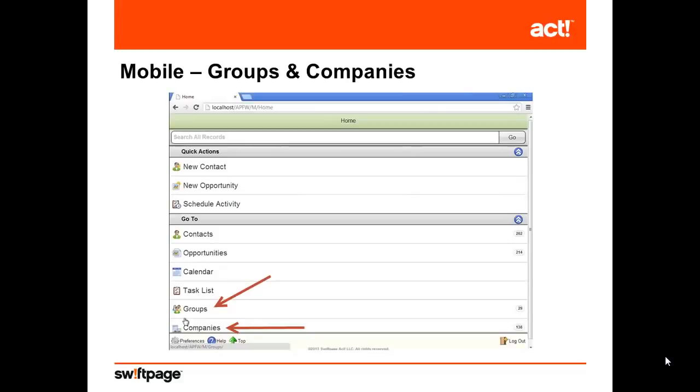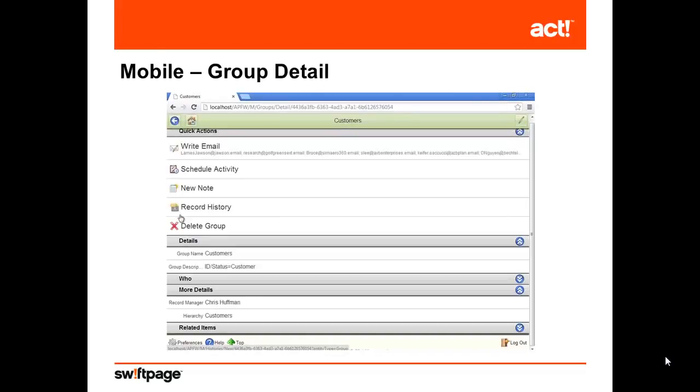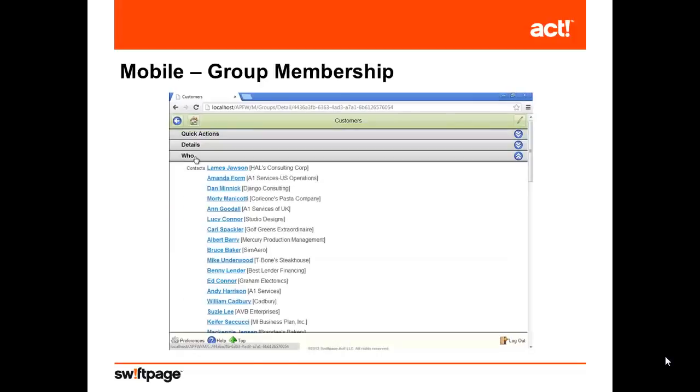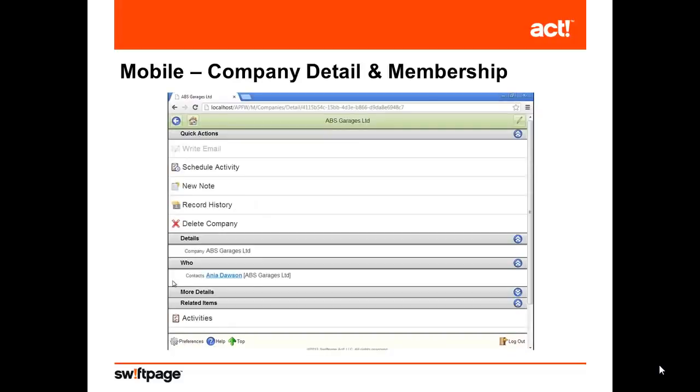Mobile groups and companies extend Act Premium Mobile that was released in version 2012. Act Premium Mobile is the best way to get live access to your Act database, including access to opportunities, and now in Act 16, you can also work with companies and groups. Mobile groups allow you to see group details, work with group members, create your own groups with some basic criteria, and even send an email to a group. Companies in Act Premium Mobile allow you to see related information like activities, history, and notes for all contacts within a company, just like you can in regular Act.